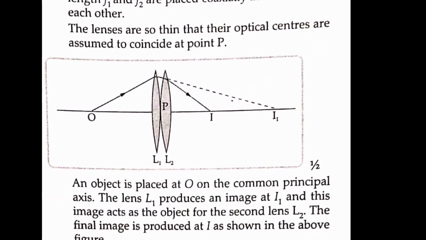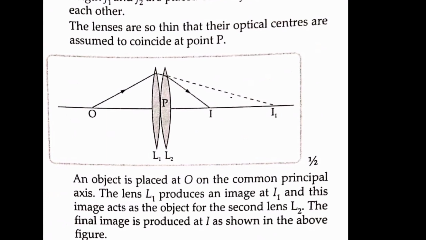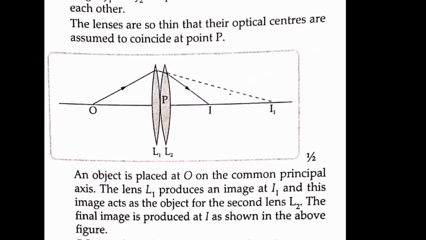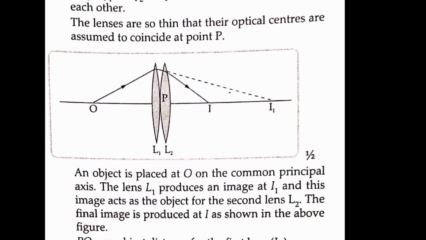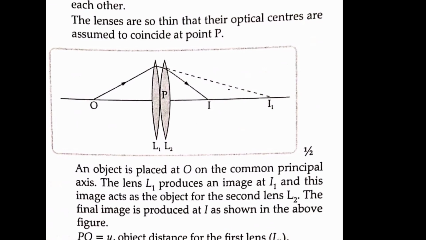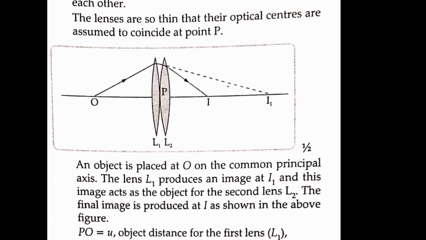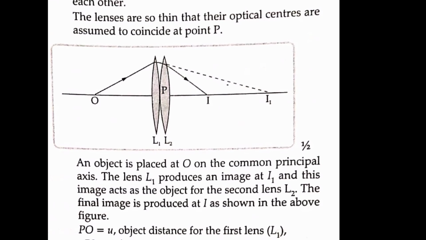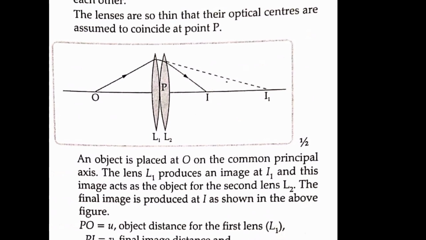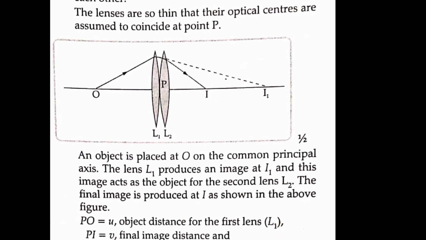Now suppose we place the object at O, and L2 is absent, suppose only L1 is here. Then where will the image be formed? Since this is a converging lens, the image will be formed on the other side. Here we can see I1, drawn with dotted lines. So I1 is the image formed due to this first lens, that is L1.